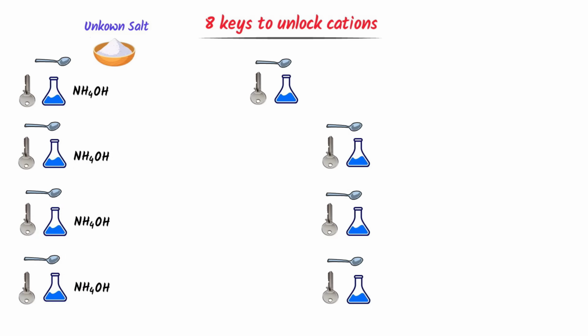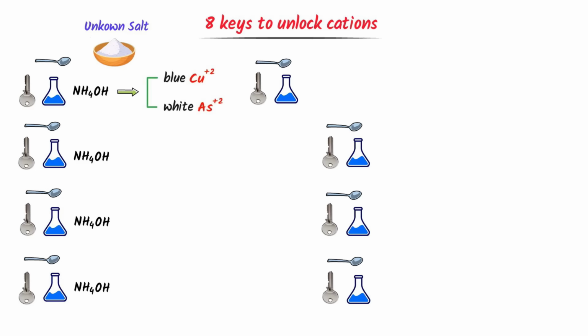Now in the first key, we add ammonium hydroxide. We get 2 possible answers: blue color or white color. The blue color indicates the presence of copper ion. The white color indicates the presence of arsenic ion. If I do not get either blue color or white color, then I will use the second key.